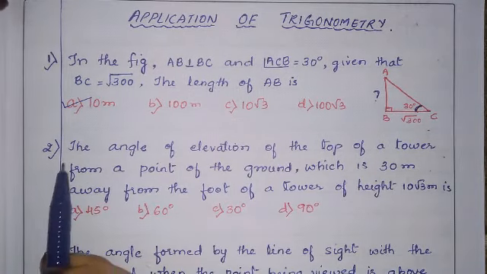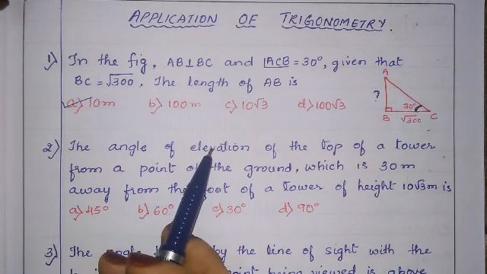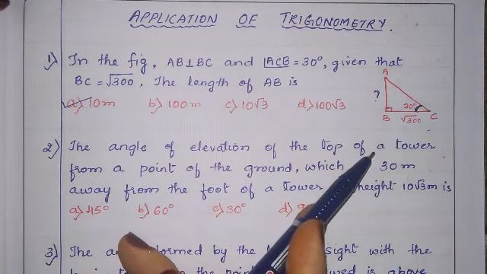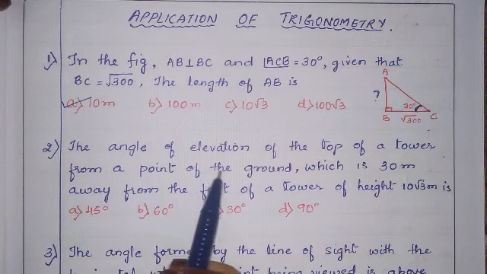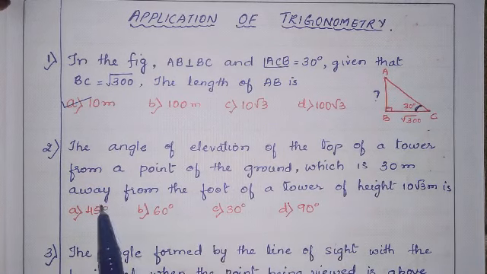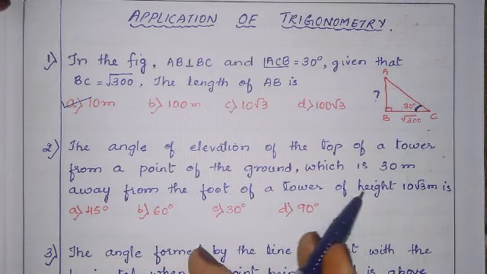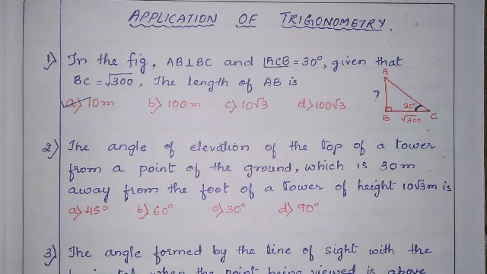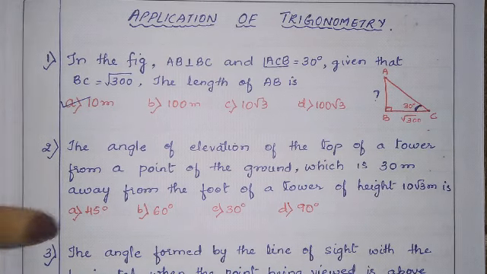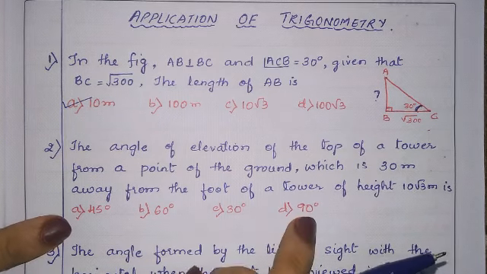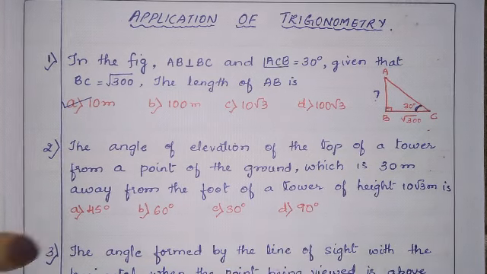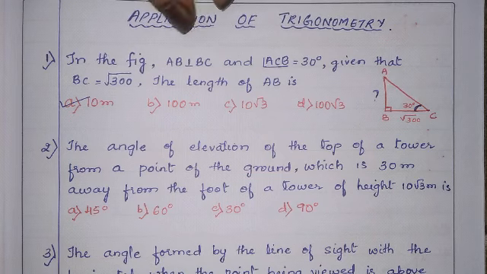Let us see the second question. The angle of elevation of the top of a tower from a point on the ground which is 30 meter away from the foot of a tower of height 10 root 3 meter is. Here we have to find the angle of elevation. They have given the angles in options. Let us draw what they have told.